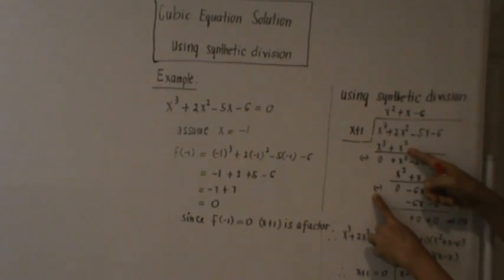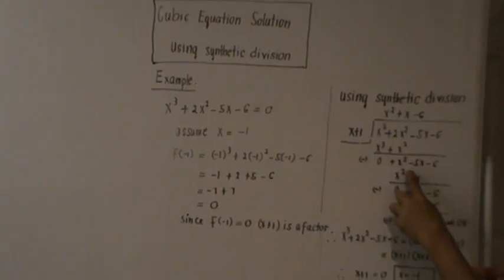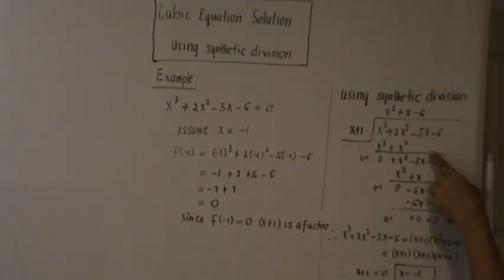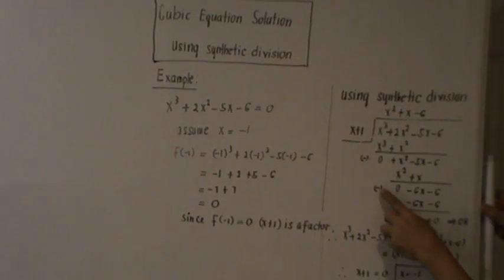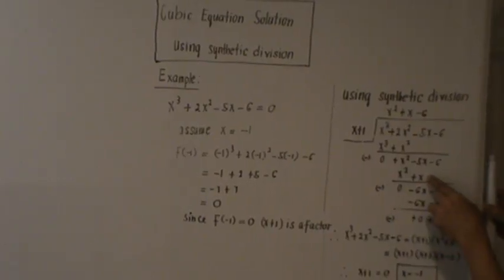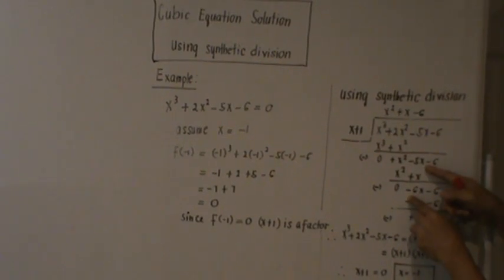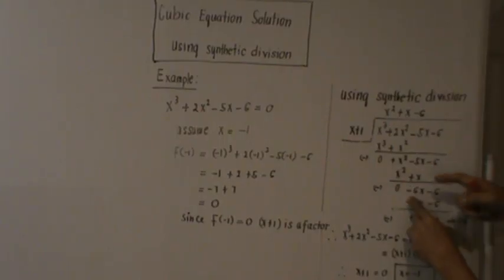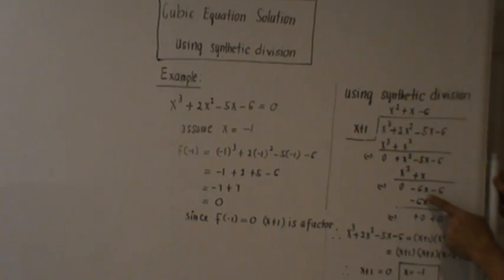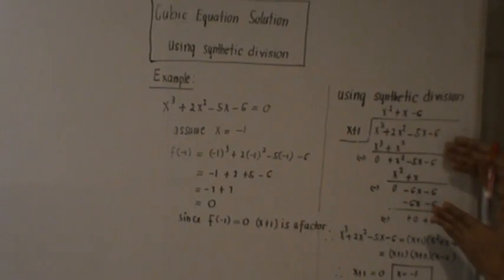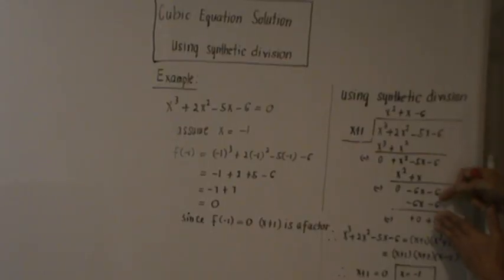So x squared minus x squared will be 0. Minus 5x minus x will be negative 6x. This is negative, this is minus x, so it will become minus 6x. So this is now minus 6x. Okay? And the resulting term on this, we bring it down. So we bring down minus 6.